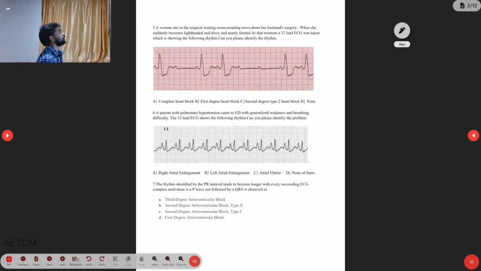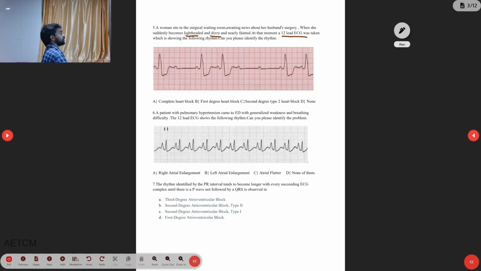So next we will see this question. Fifth question: a woman sits in the surgical waiting room awaiting news about her husband's surgery when she suddenly becomes lightheaded, dizzy and nearly fainted. At that moment a 12-lead ECG was taken which is showing the following rhythm. Can you please identify the rhythm?